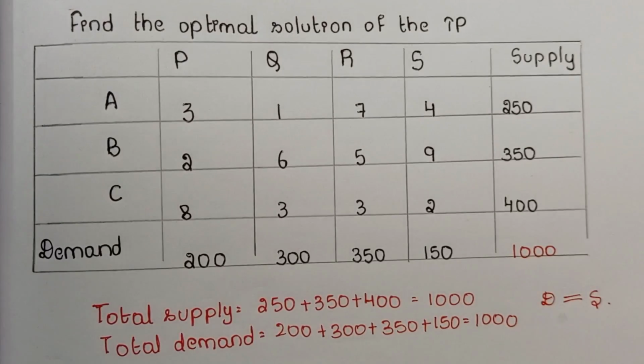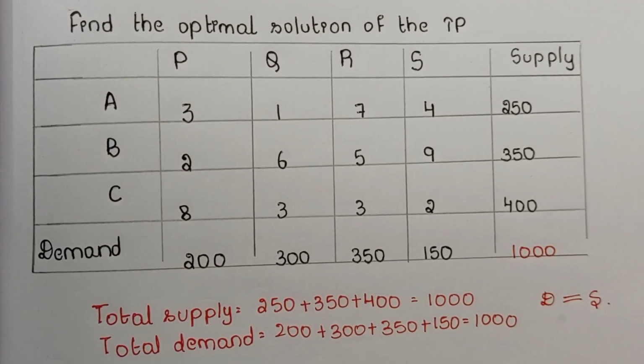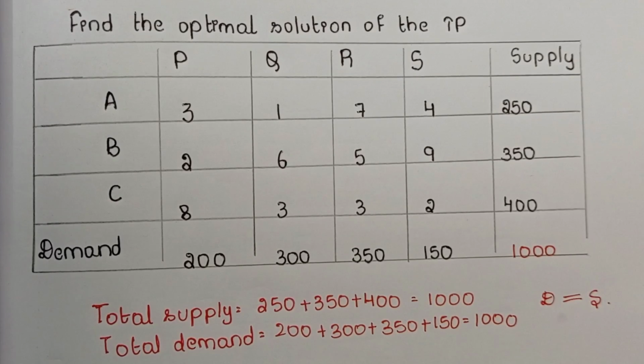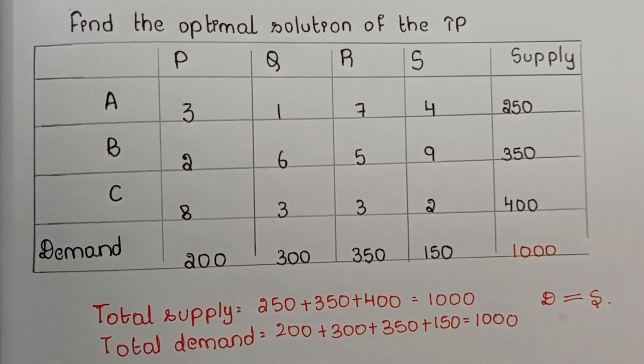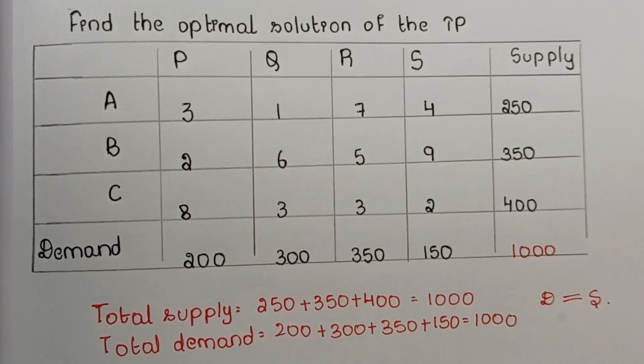The Modi method can be divided into two phases. In the first phase, we will identify the initial basic feasible solution by using any method like the northwest corner method, the least cost method, or Vogel's approximation method. And in the second phase, we will apply the Modi method in order to find whether the initial basic feasible solution is optimum or whether we should make any improvement in the solution. So let's do the first phase. Let me write it step by step.